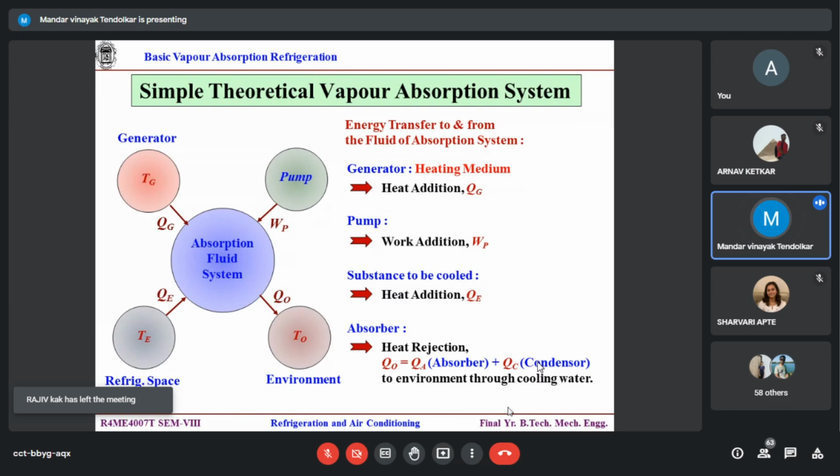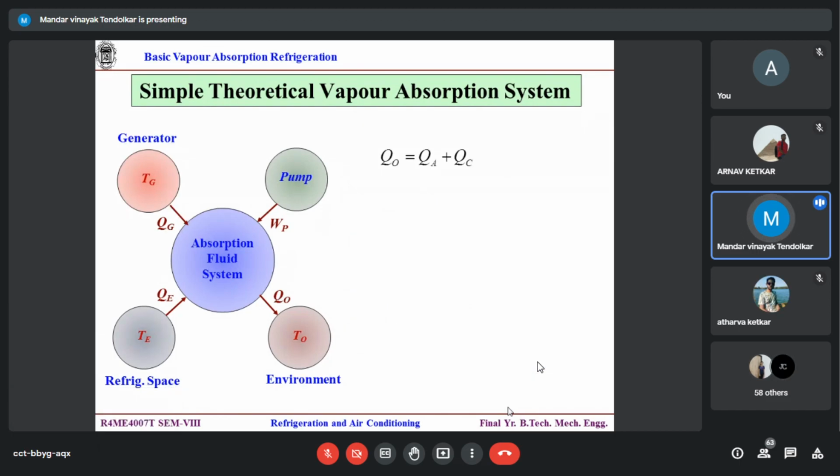Correct? So now we will try to put it in the thermodynamic formula. Q naught, environmental part, is QA plus QC. A is absorber, C is condenser. Correct? Then we apply the first law. What is the total energy balance? Total rejected part Q naught, which is basically QA plus QC, is equal to QG generator plus QE evaporator plus the WP. Total energy balance, work and heat.